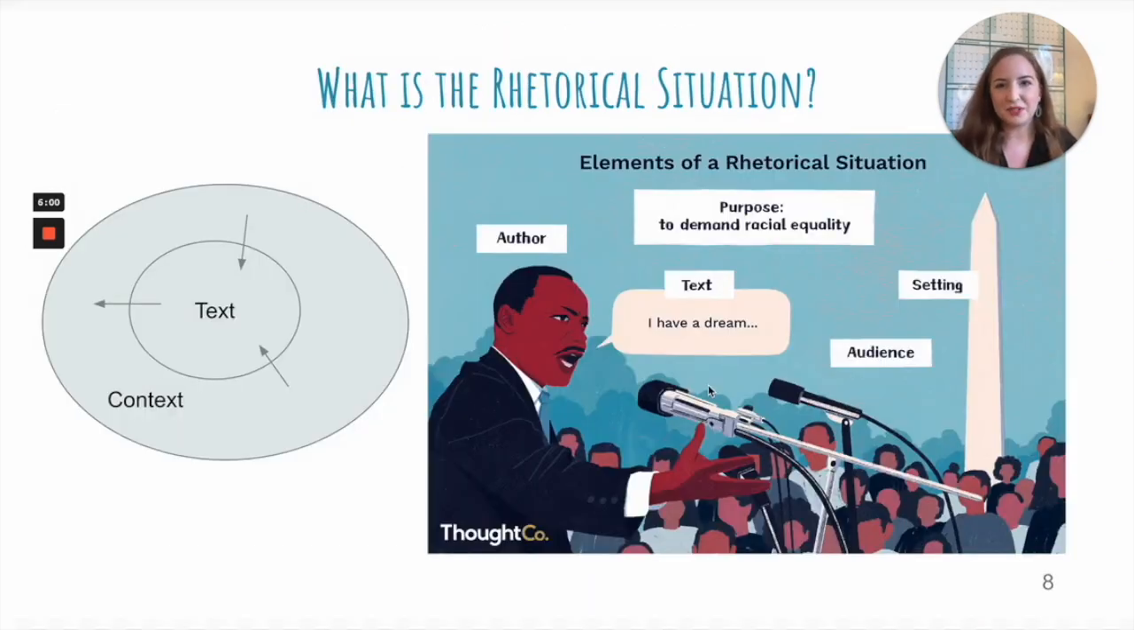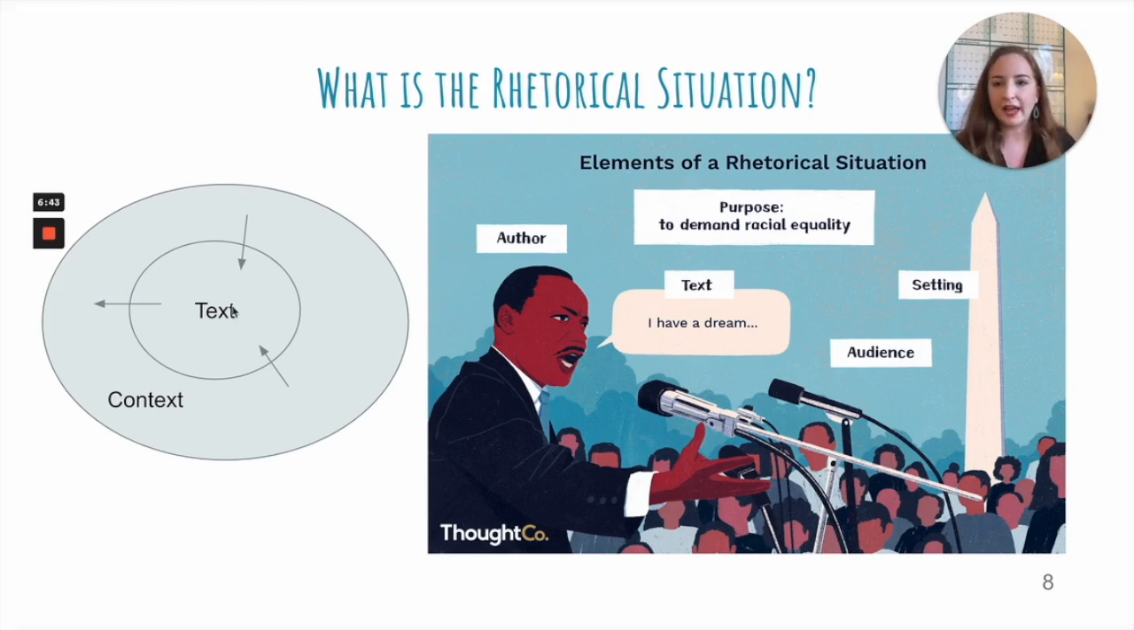What is the rhetorical situation? Well, the rhetorical situation has several elements to it, and you can see here depicted in this picture, you have the author, you have the text itself, you have the purpose, the audience, and the setting. This is one way we can characterize the rhetorical situation. I like this picture because you can kind of see his purpose is to demand racial equality, but there's lots of other elements to the rhetorical situation that are going on here.